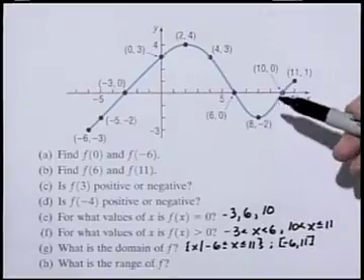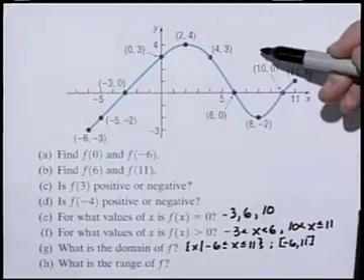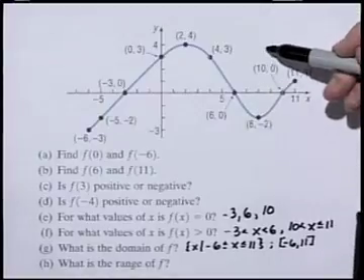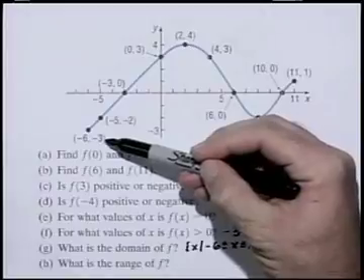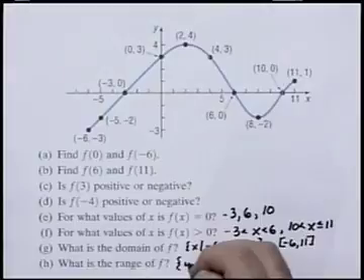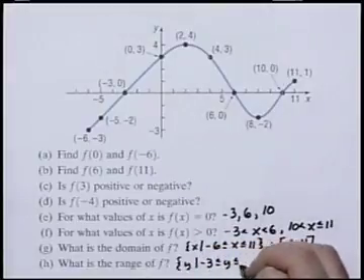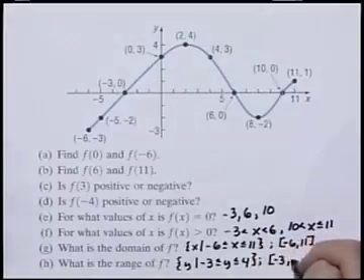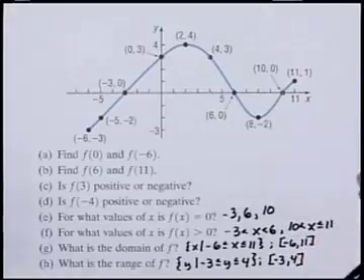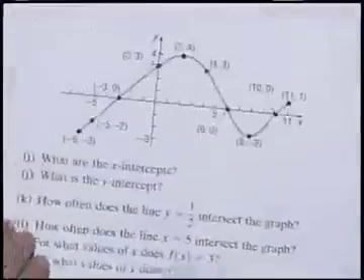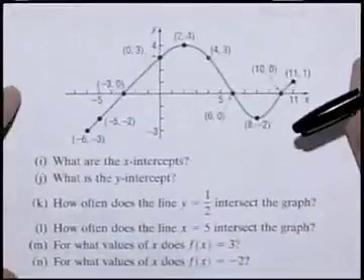To determine the range of f, we look to see for what y-coordinates the graph exists. The graph exists from a low of -3 to a high of 4, so the range is the set of all y such that y is between -3 and 4, or using interval notation, -3 to 4, again with brackets indicating the endpoints are included. We have a few more questions to answer.